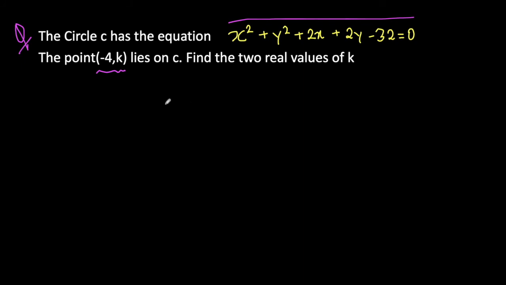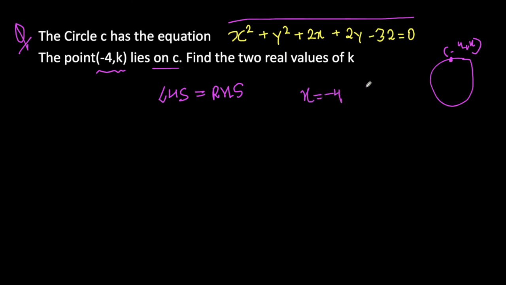So we know that they are saying the point lies on the circle, which means that if this is the circle, the point -4 comma K is on the circle. So in that condition, your LHS should be equal to RHS. Okay, now I'm going to put this into this equation. x is equal to -4. I'm going to put x equal to -4 and y equal to K.